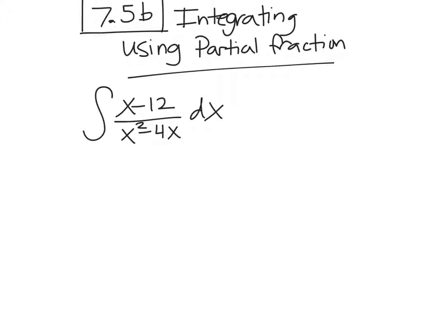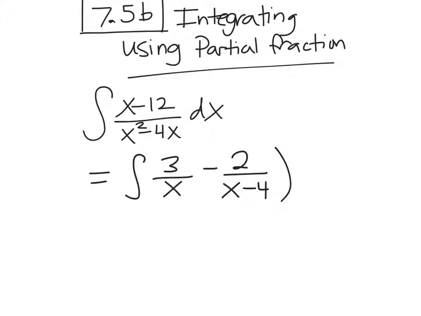And what you did last night is you took that. That would be really tough to integrate. Like, how are you going to find that? You're going to do anti-quotient rule? Like, what is that? There's no such thing. So you break it down into its partial fractions, and what you did is you got 3 over x minus 2 over (x minus 4). So you break it down into its partial fractions, and then you integrate each one individually.